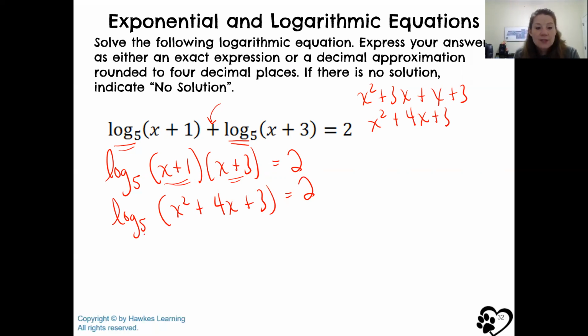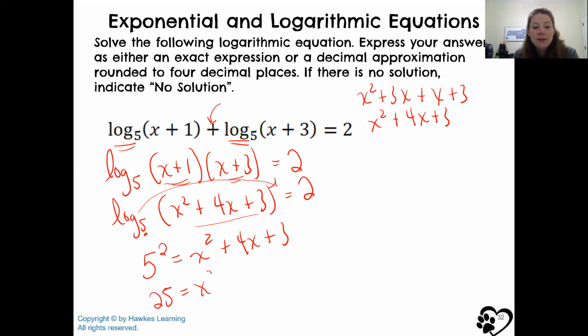So how do we rewrite this? Remember, we take that base 5, we say raised to the second power equals whatever our argument is. And in this case, it's x squared plus 4x plus 3. Well, 5 squared, we can figure out what that is, can't we? All right, and now since it's a quadratic, we want this equal to 0. So we're going to subtract 25 from both sides. So we end up with x squared plus 4x, 3 minus 25 is minus 22, equals 0.